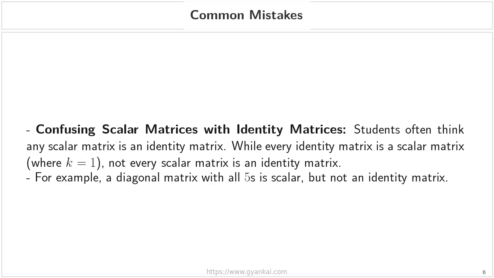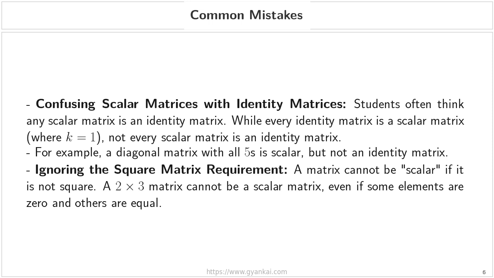First, be careful not to confuse scalar matrices with identity matrices. It is a common misconception that any scalar matrix is an identity matrix. To clarify, remember that an identity matrix is actually a specific type of scalar matrix, where the constant k equals 1. Therefore, while every identity matrix is a scalar matrix, not every scalar matrix is an identity matrix. For example, if you have a diagonal matrix where all the diagonal elements are 5, it is a scalar matrix, but it is not an identity matrix.